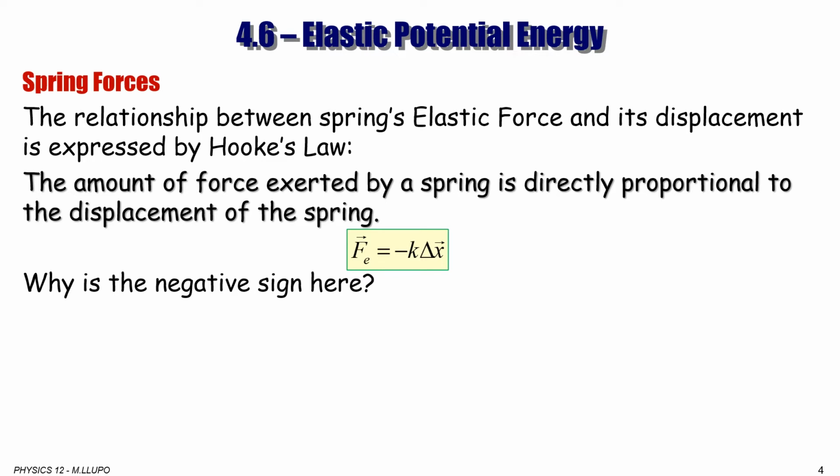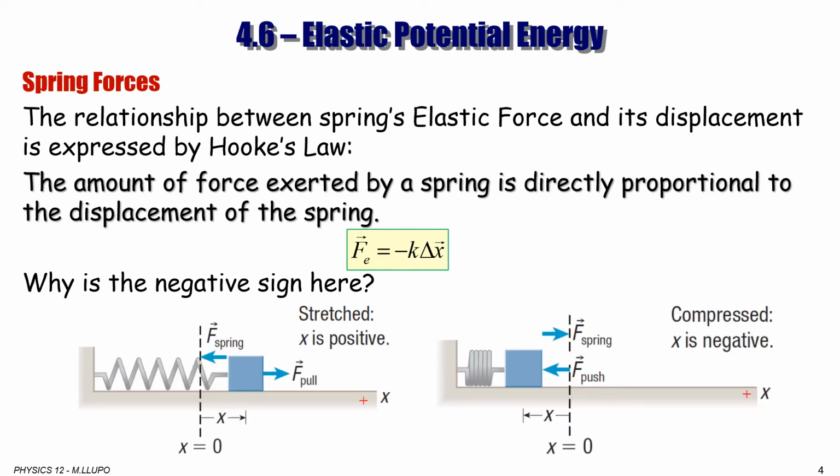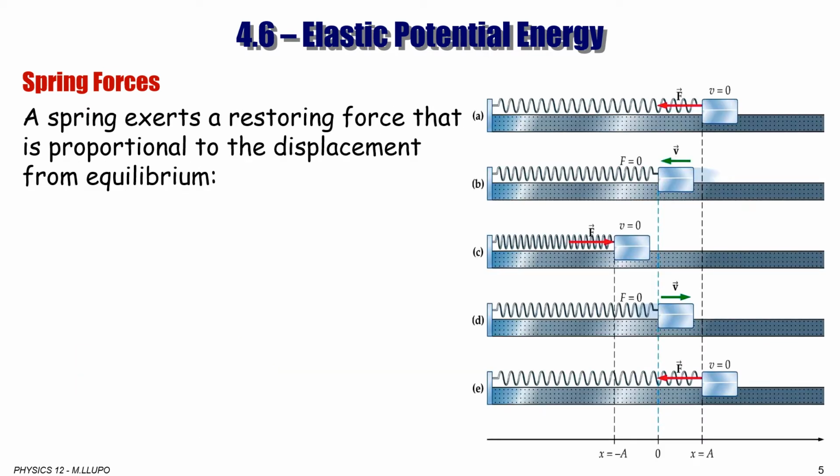So why is it negative? We know that when the spring force was positive, displacement was negative, and when the spring force was negative, displacement was positive. To make it equal in direction and in magnitude, we use that negative sign. As we learned, a spring exerts a restoring force that is proportional to the displacement from equilibrium, or from that rest position. So elastic force is equal to minus k times delta x.